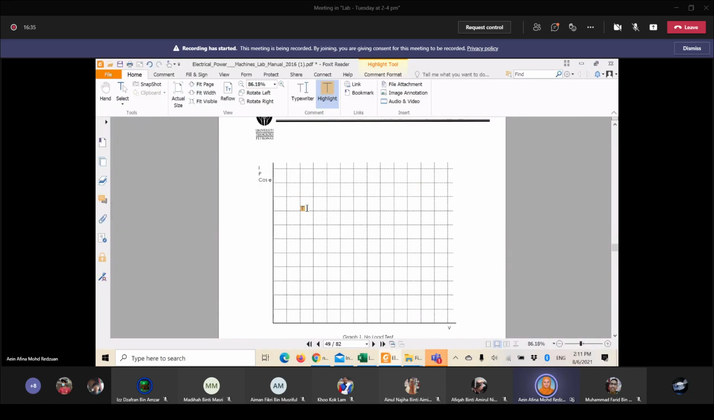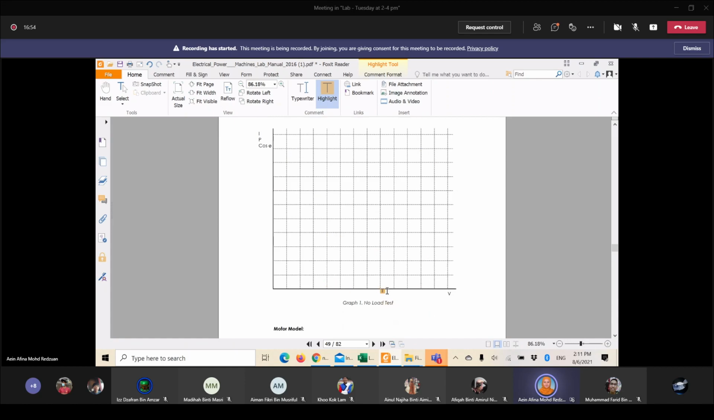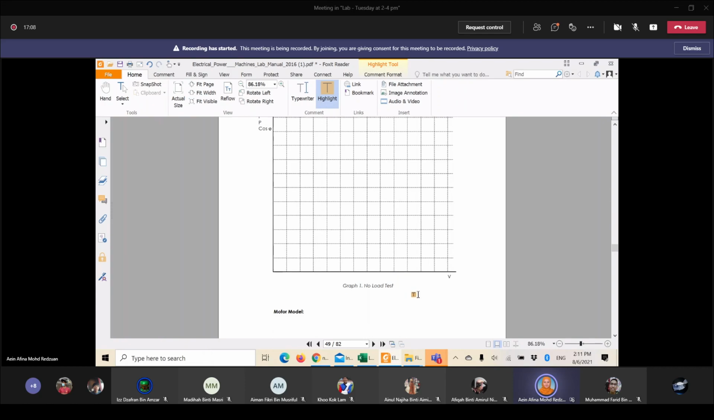Okay, plot the graph. I'm sure you guys already have a basic idea what to do. Plot the graph, current and power factor versus volt, and while doing the plotting, find the correlation. What happened to the power? What happened to the current if the volt is increased? Discuss that. It's that information that I want to see in your discussion in the lab manual.